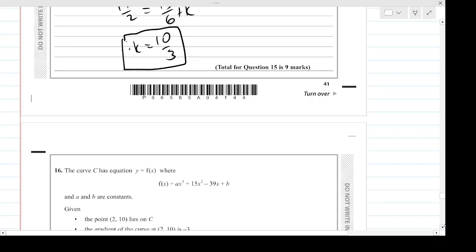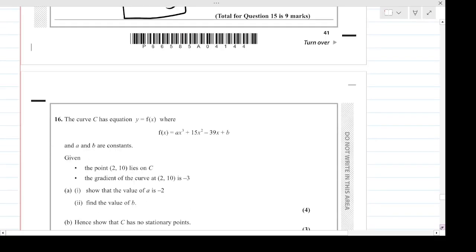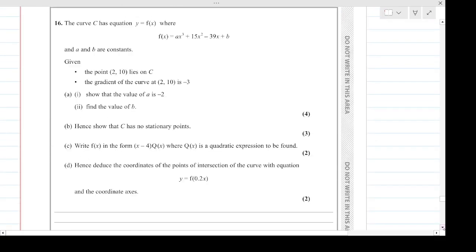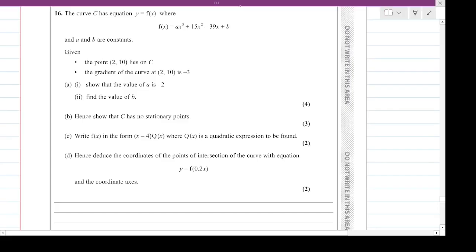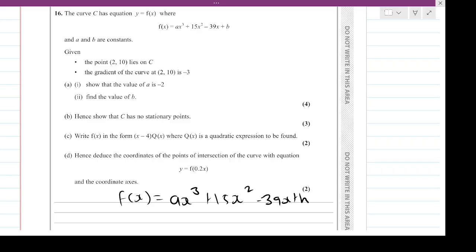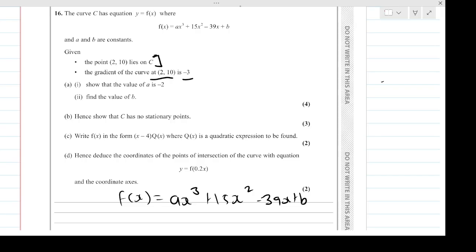Right, we've got this final question now at the end of the paper. So we're given a curve, f of x is ax cubed add 15x squared take away 39x plus b. So obviously we've got some missing numbers a and b, but we're given some information. We're told that the point (2, 10) lies on C, and also the gradient of the curve at (2, 10) is -3. We need to basically find the values of a and b.